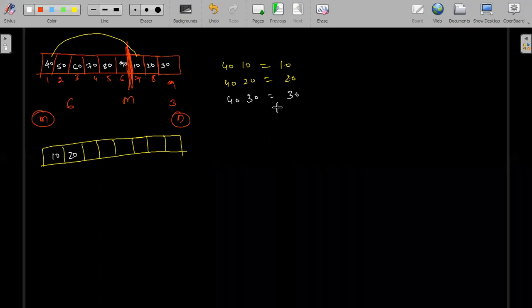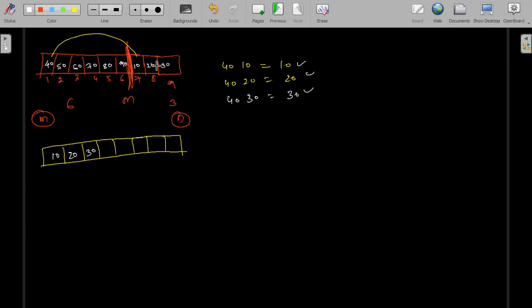Here you will get 30. Place it, 30. No problem. Over. Completely with one comparison. See, how many comparisons? 1, 2, 3. With 3 comparisons, I'm able to complete these particular indexes. Nothing but the right array is completed completely.